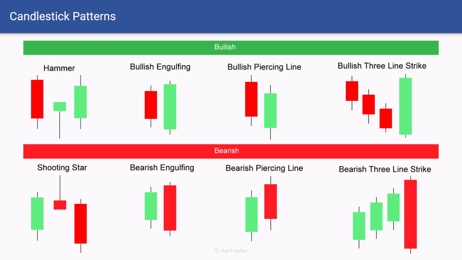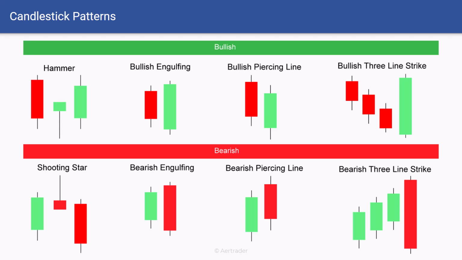The hammer pattern suggests that the selling pressure has been exhausted and buyers are starting to enter the market, creating a potential shift in momentum from bearish to bullish. The long lower wick represents the lower prices that were reached during the session, and the small real body at the top represents the higher prices at which the session closed.